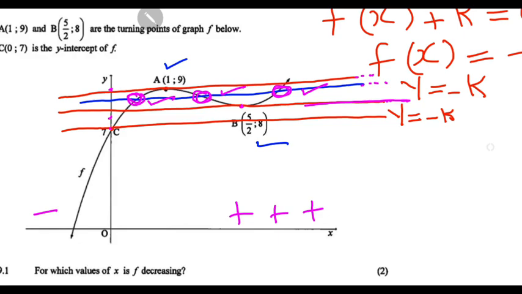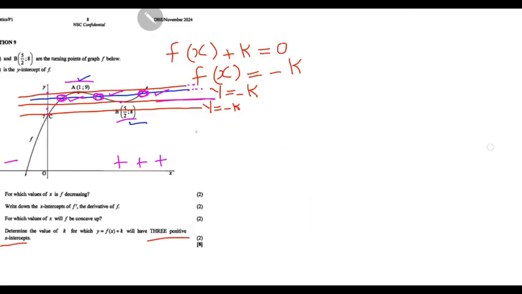Always when he asks you about the 3 positive x-intercepts, or he asks you 2 positive and 1 negative, when he talks about 3 x-intercepts, you always have to look between the 2 turning points. So therefore between negative k equal to 8 and negative k equal to 9, we got 3 positive x-intercepts. Now this negative, I divide both sides by negative 1. This side the answer is going to be negative 8.